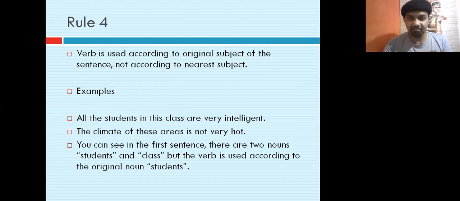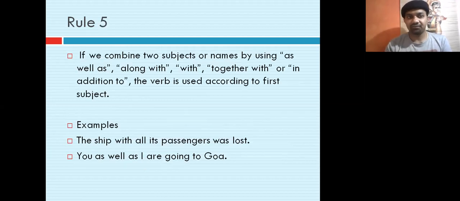Sometimes we get confused with multiple subjects in a sentence, where one is singular and another is plural. For example, the climate of these areas is not very hot. The moment we read these areas, which is plural, we may tend to choose a plural verb, but that is wrong. The climate is the subject here. That's the reason why is is used. The climate of these areas is not very hot.